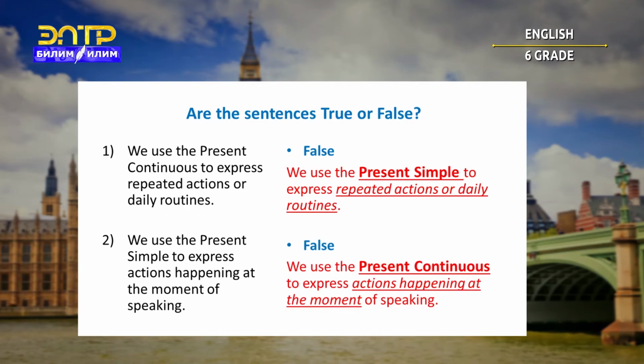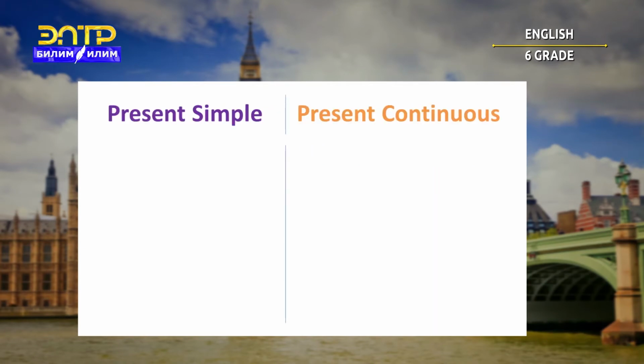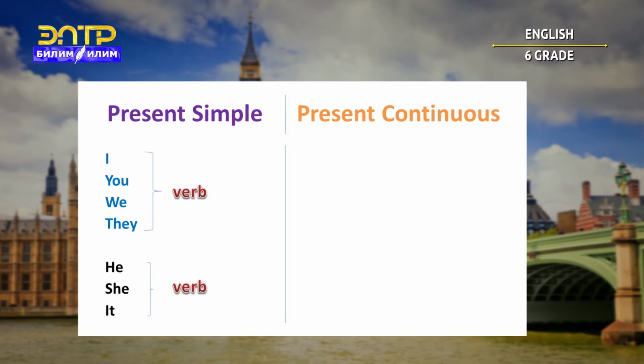Now, students, let's remember the forms of the present simple and present continuous. So, present simple with subject pronouns I, you, we, they. We use a verb. Verb number 1. He, she, it. With these subject pronouns, we use verb with ending s or es.